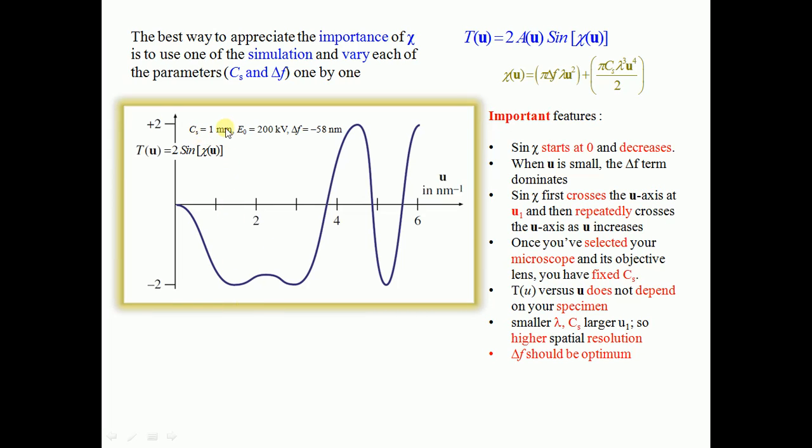So for this Cs, for this E0, and for this delta F, the value of U, this one, value of U in nanometer, that will give you a high resolved image. So fix Cs, fix lambda, fix delta F, fix E0.